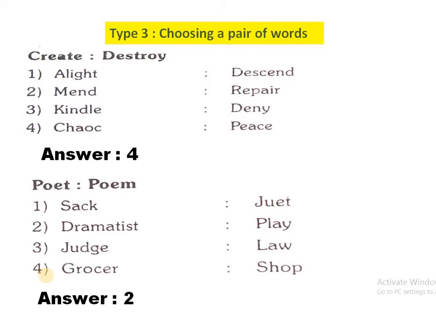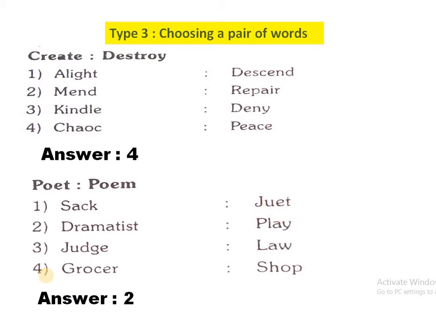So until now we discussed questions on choosing similar words. Next, we will discuss some questions in type 3, choosing an analogous pair of words. In this section, sometimes antonymous words will come, sometimes synonymous words, sometimes group, sometimes what it is for, what the purpose is. So we have to think in different kinds of senses here.